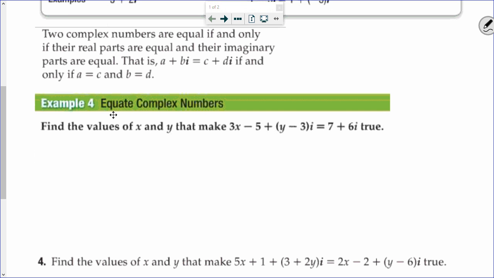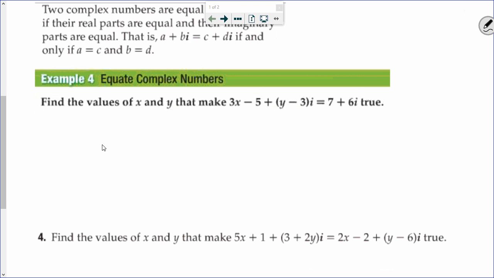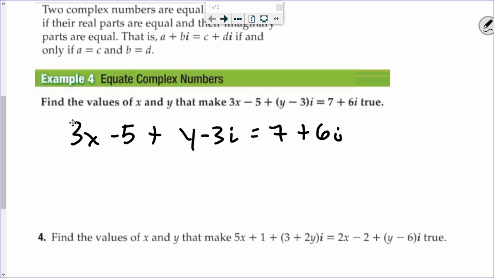So if we are equating complex numbers, we can find the values of x and y that make this true. The way we do that, well, we've got to do some simplifying here. So 3x minus 5 plus (y minus 3)i is equal to 7 plus 6i.